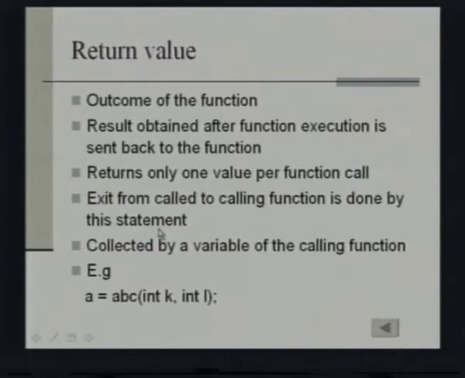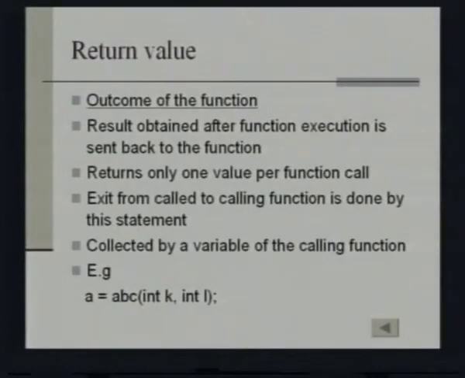Then we have the return value. The return value is nothing but the value that is given by the return statement. This is actually the outcome of the function. Normally what we do is when we call a function, we expect that function to return the result as a value to the main function. But in certain cases we may print the result in the called function itself. That depends upon the user's choice.